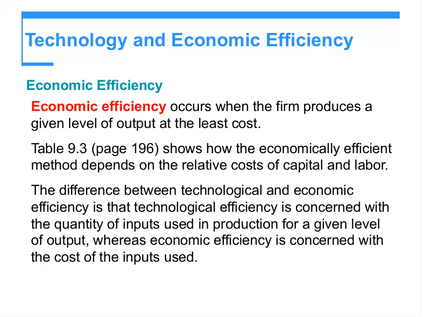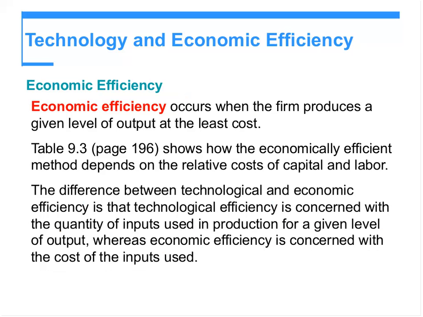Let's talk about economic efficiency. Economic efficiency occurs when the firm produces a given level of output at its least cost. So the least amount of money that you're going to spend to get a certain level of output will be the economic efficiency.